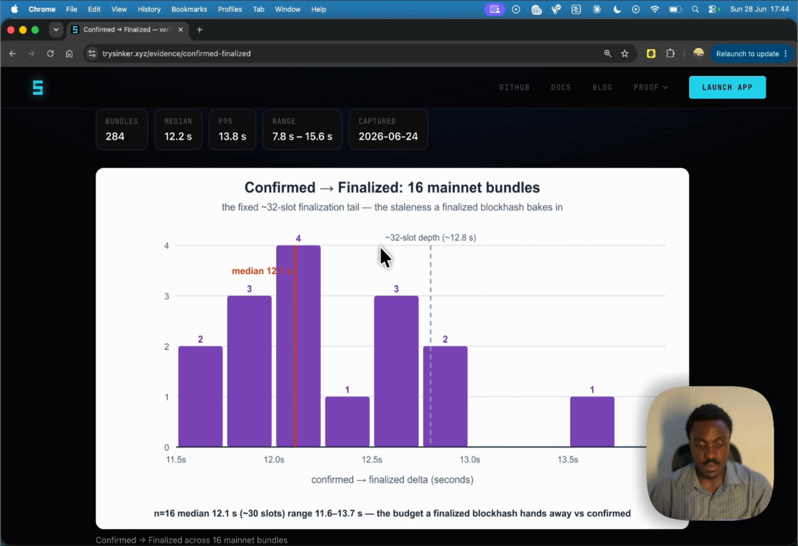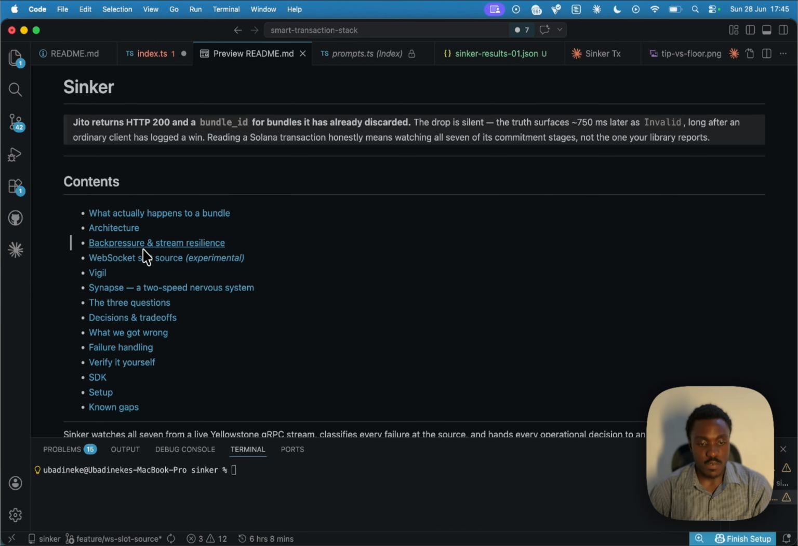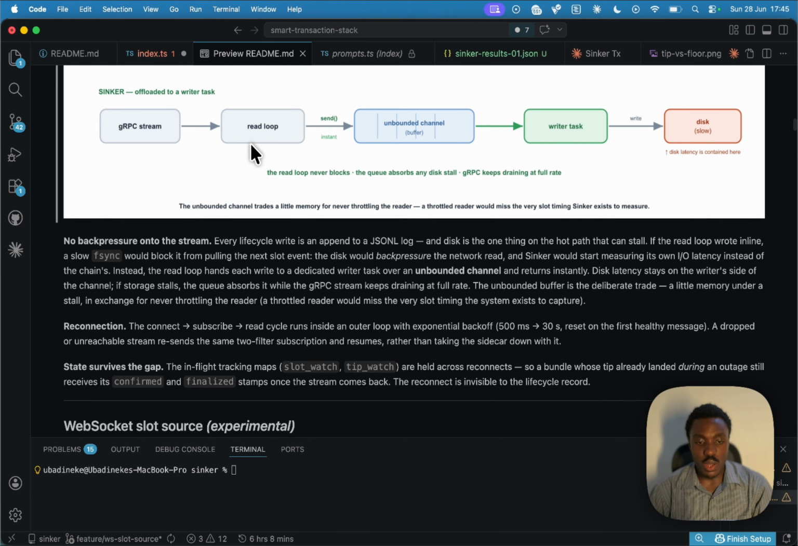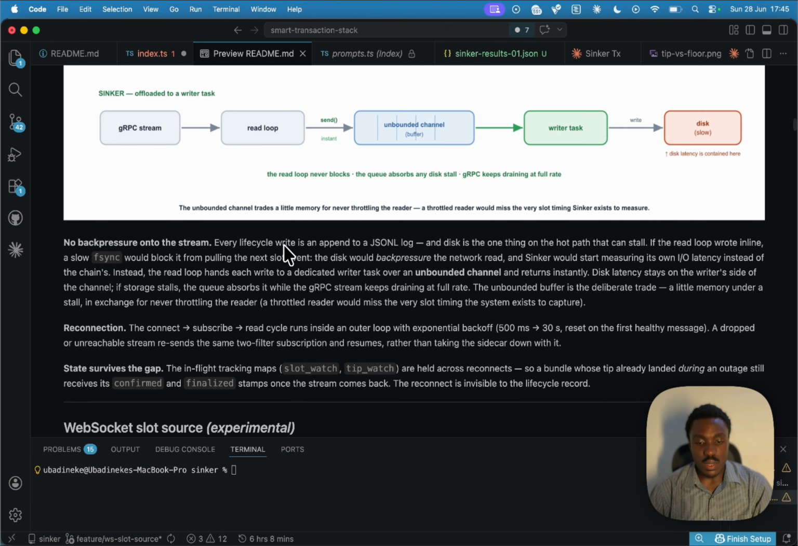And then coming back to the repo, we did a few things. We highlighted a few things, like how we handled back pressure. You can read up on the README about how we handle back pressure, where we have a different task for writing and reading. The read loop is not the same as the writes. So for things like writing to our life cycle file, we push to the writes loop. The writer task is an unbounded channel that does that separately to avoid clogging the fast parts.